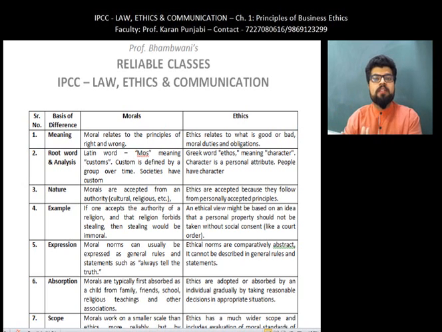It depends on a personal individual. At an individual level, the understanding and reasoning of that individual person will decide whether in the current situation it is ethical to speak truth or not. But what does moral say? Moral will always tell you that you should speak truth, because you have been taught by the society and by your customs.